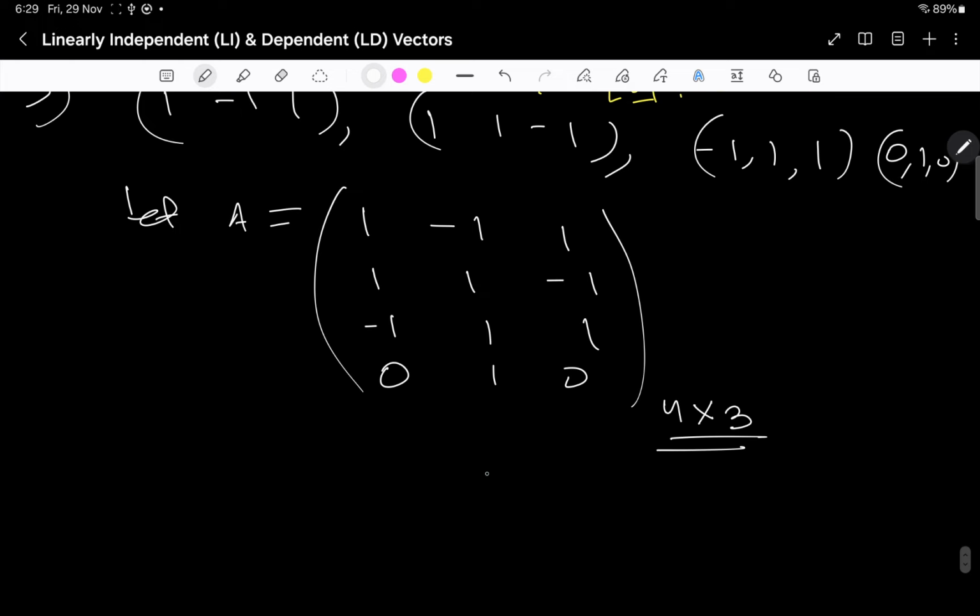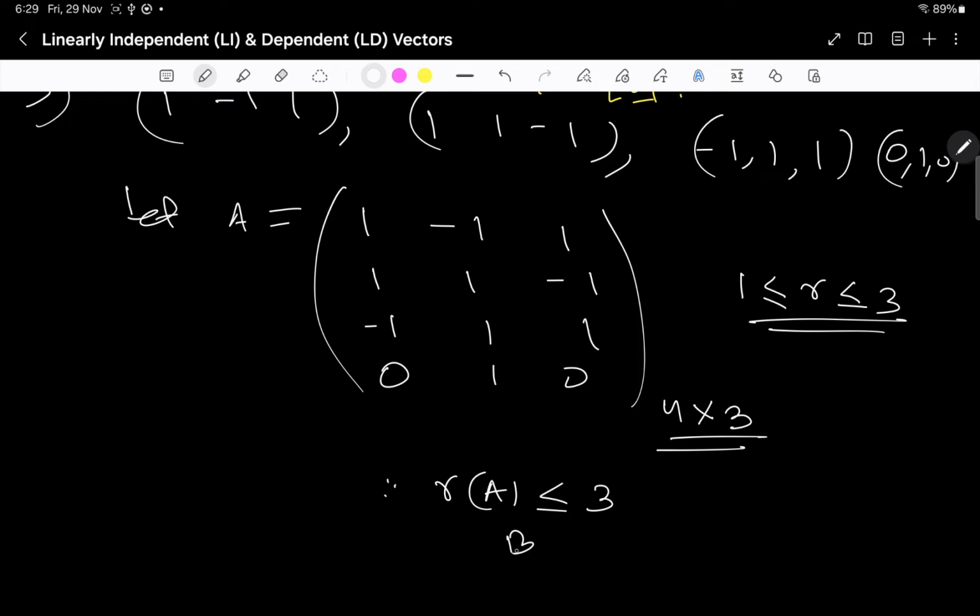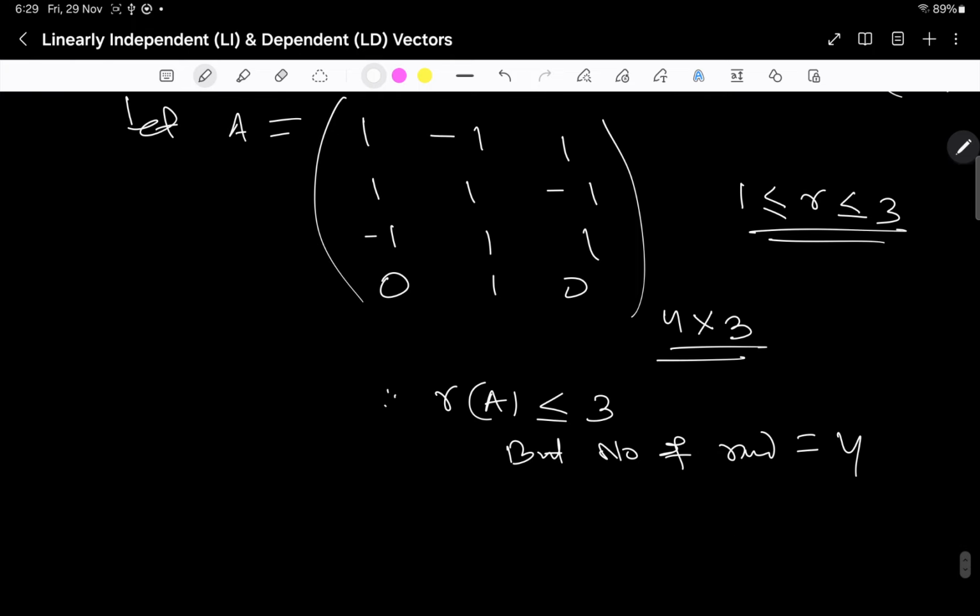The rank you see here has to be less than or equal to 3. Since the rank of A is less than or equal to 3, but the number of rows is equal to 4, therefore the system has to be linearly dependent. Okay, the system has to be linearly dependent, right?